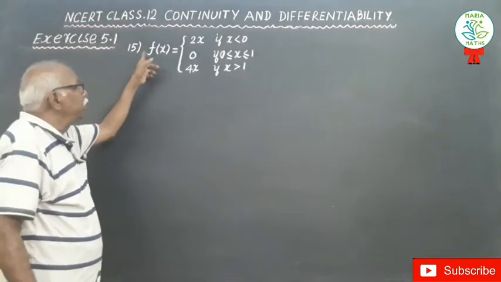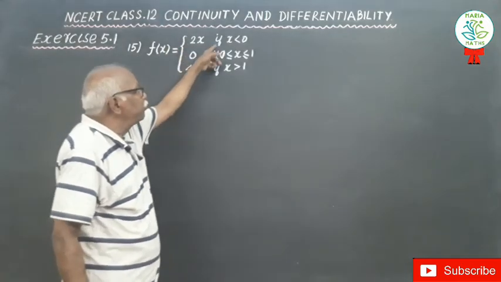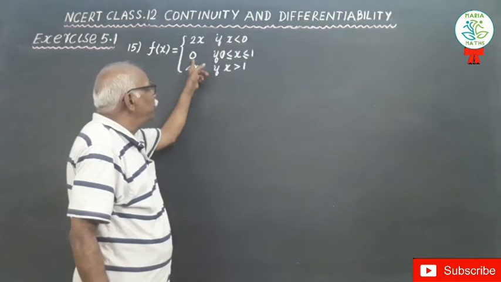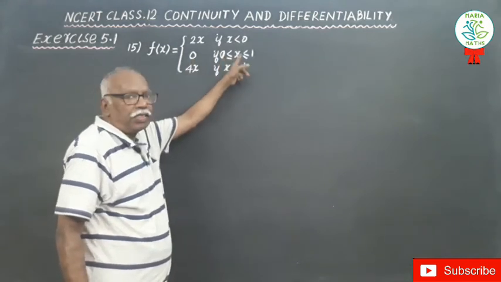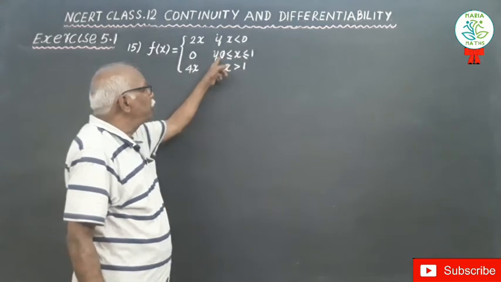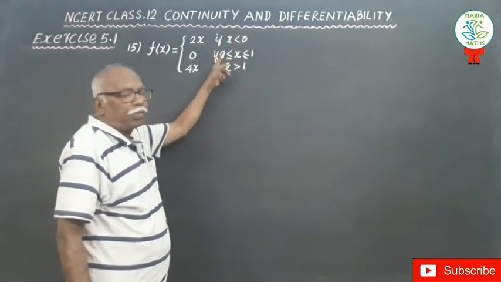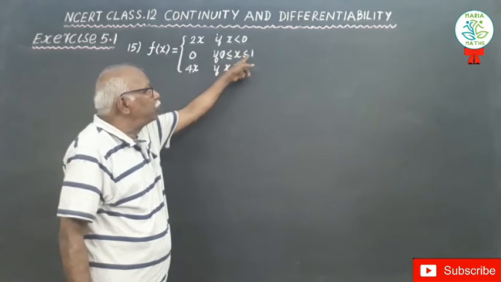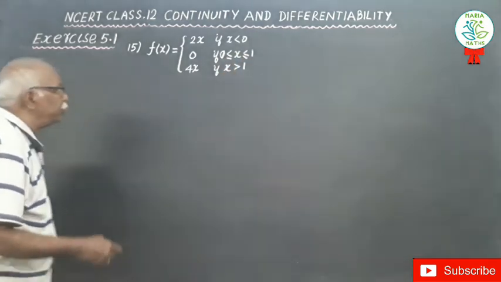Number 15, f of x is equal to 2x if x is less than 0, 0 if x is greater than or equal to 0 and less than or equal to 1, 4x if x is greater than 1. So we have to find the 0 minus and 0 plus limits, and then the 1 minus and 1 plus limits.